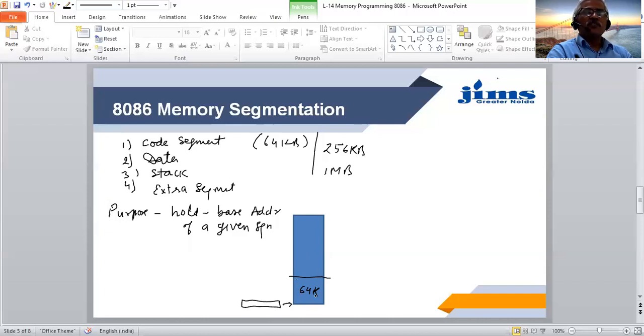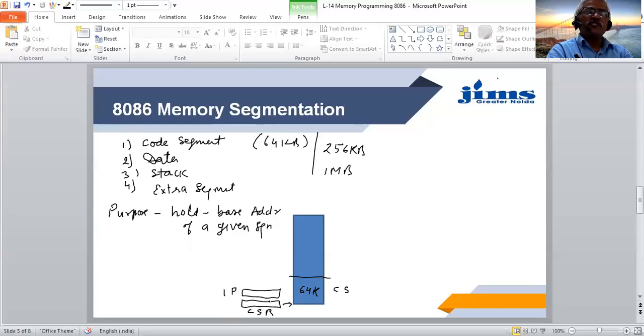The base address, or the starting address, is stored in one of the segment registers. Suppose this segment is a code segment, then the base address of this segment will be stored in the code segment register. And another register which only stores the offsets, that is the addresses within this 64 kilobyte, is the IP register, the instruction pointer.